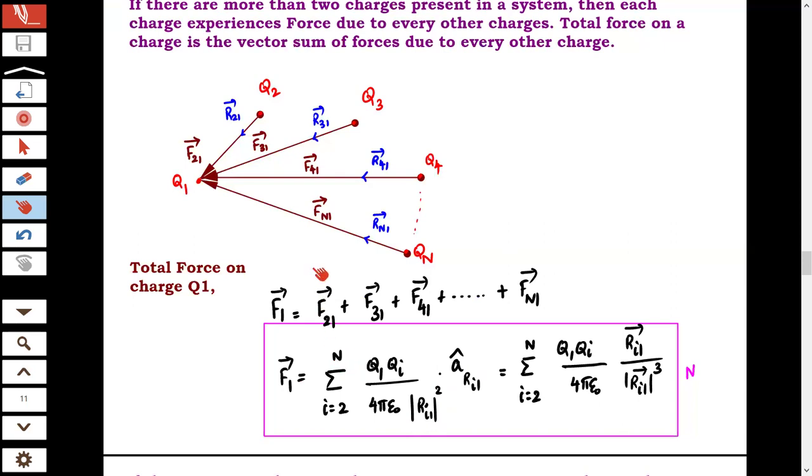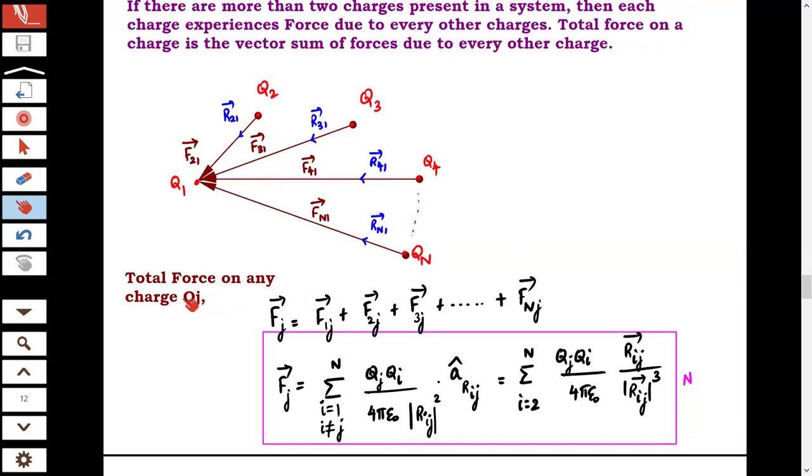If I want to find the force on any random charge, I can indicate it with the general notation Qj. The force on Qj, that is Fj vector, can be given as the summation of Qj Qi by 4 pi epsilon Rij magnitude squared into the unit vector in the direction of Rij, where j is the charge which is experiencing force due to all other charges Qi, where i takes the value 1 to n, and i and j are not equal. So this is the general representation for force on any charge in a system of n number of charges.